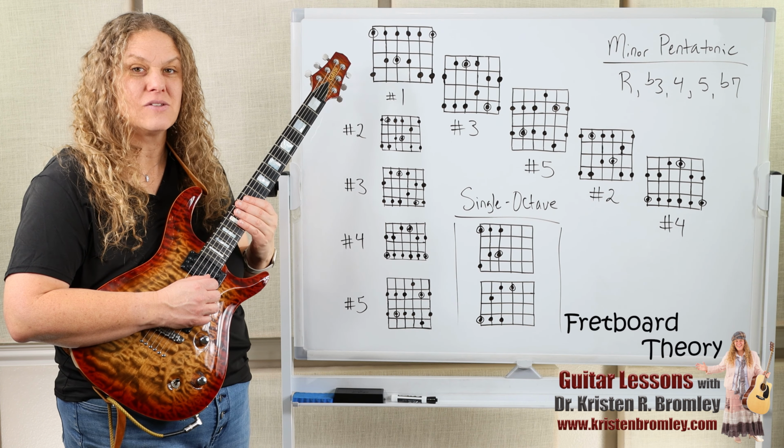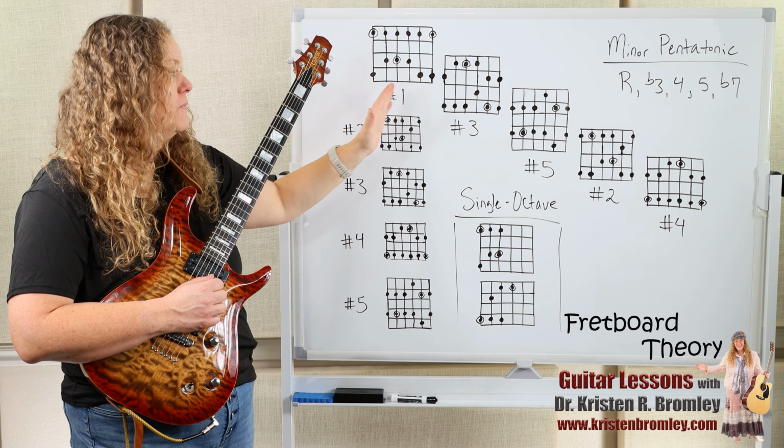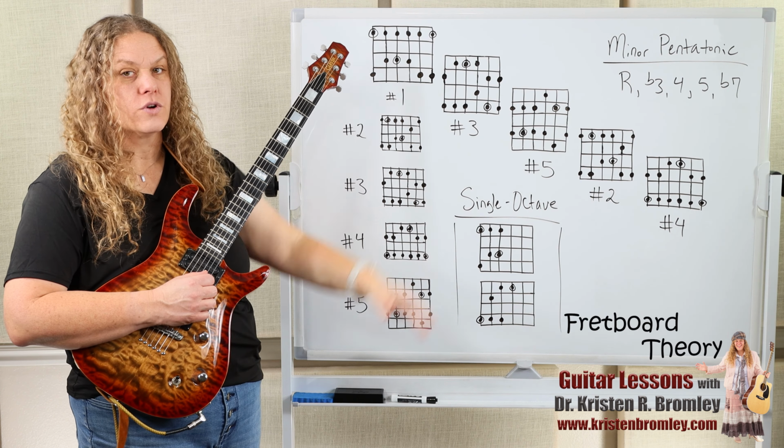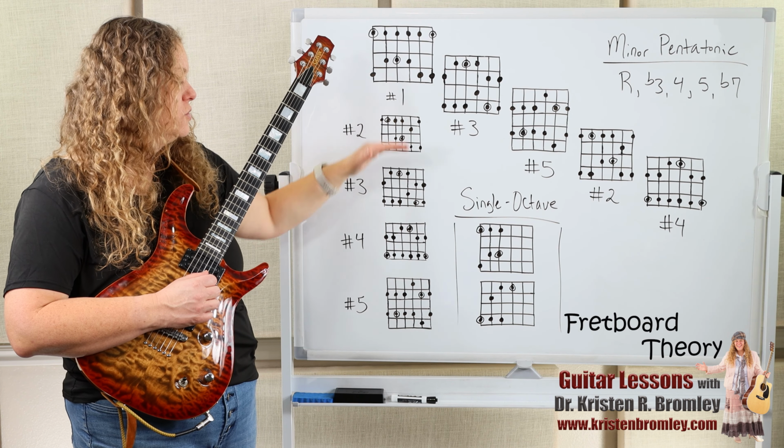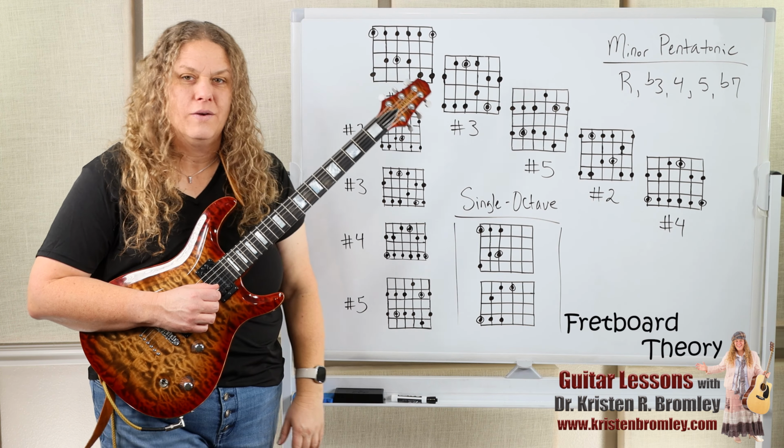Now how do they stack up next to each other along the fretboard? I've got that written here. It goes 1, 3, 5, 2, 4. So we just skip over each one, 2, 4, and then we're back to form 1 when we do that.